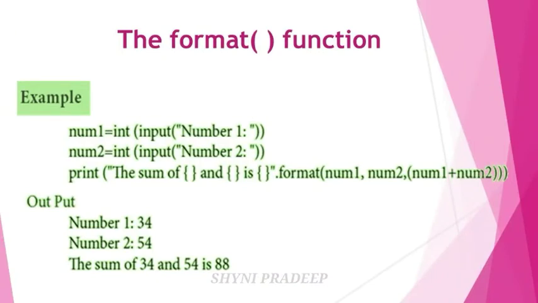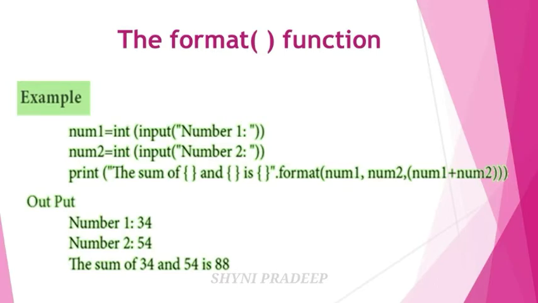You have to enter the input for num1 and num2 variables, which means number 1 and number 2, and print the sum of {} and {} is {}, using format(num1, num2, num1 + num2). Okay, so in the output you have to enter the first number, you are entering 34, and enter the second number, that is 54.